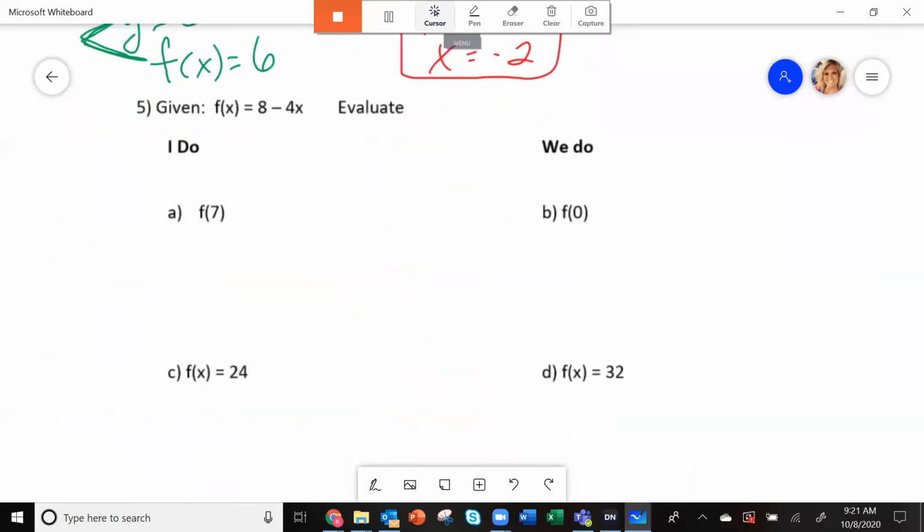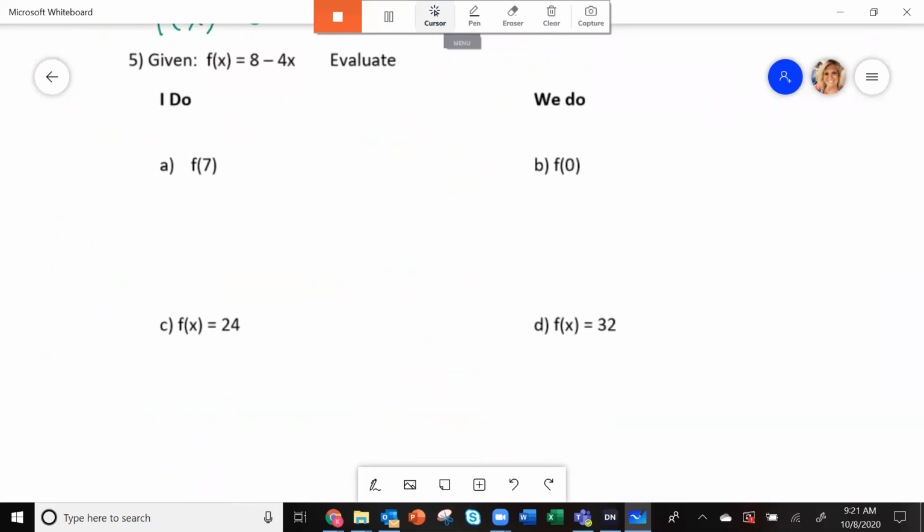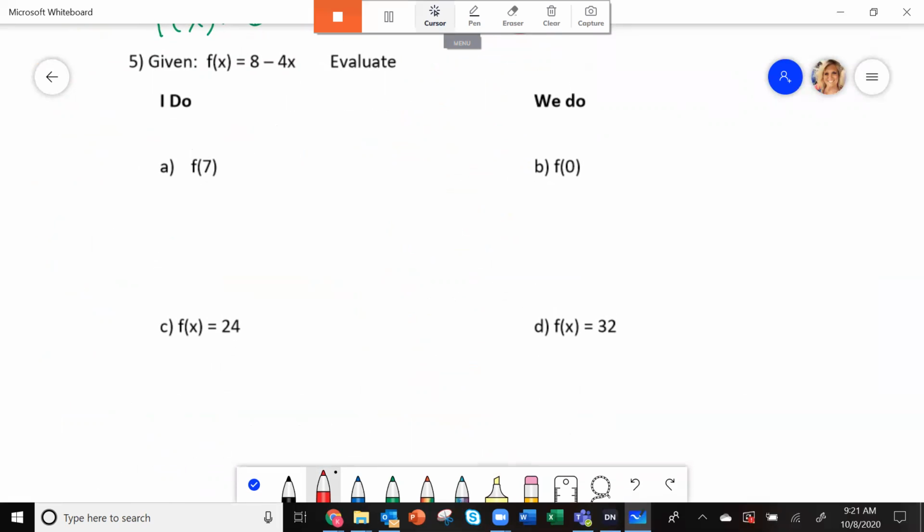So as we go here, this time it's asking us to evaluate and it's giving us an equation. So it's giving us f of x equals 8 minus 4x. It's saying what is f of 7?